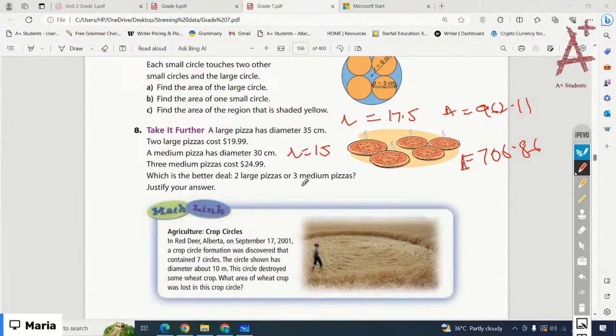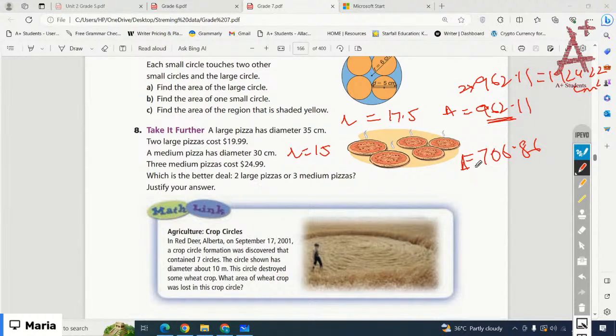So the area of two large pizzas is 2 times 962.11, right? It is 1924.22 square centimeters. That means the cost per square centimeter of the pizza is 0.019.